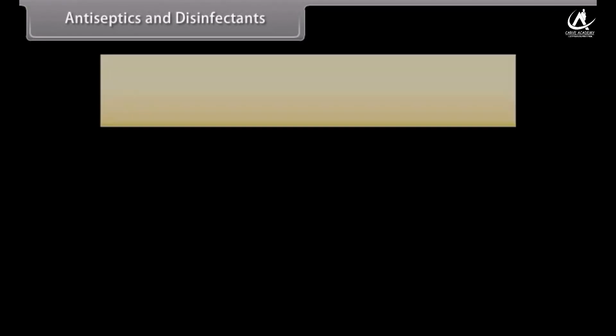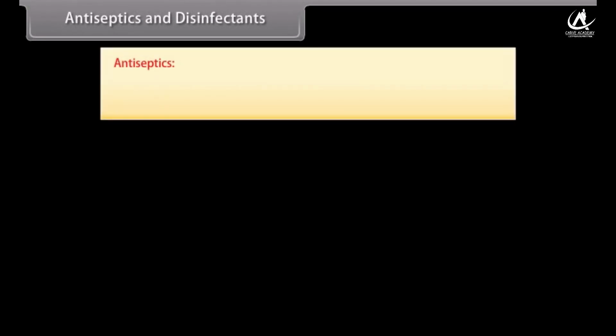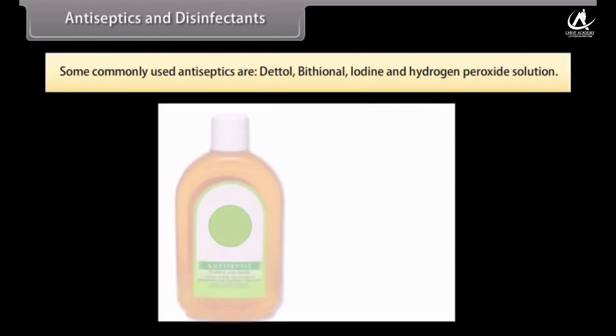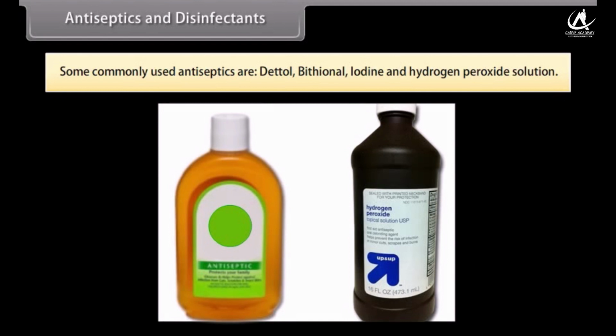Antiseptics and disinfectants. Antiseptics. Chemical substances which prevent the growth of microorganisms or kill them but are not harmful to the living human tissues are called antiseptics. Antiseptics are applied to the living tissues. These are applied to wounds, ulcers, and diseased skin surfaces. Some commonly used antiseptics are Dettol, bithionol, iodine, and hydrogen peroxide solution.